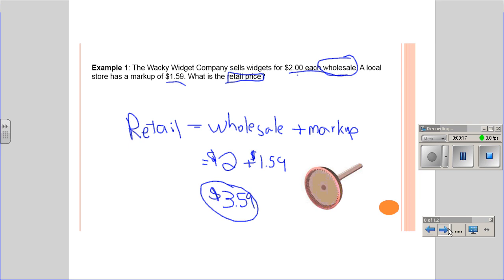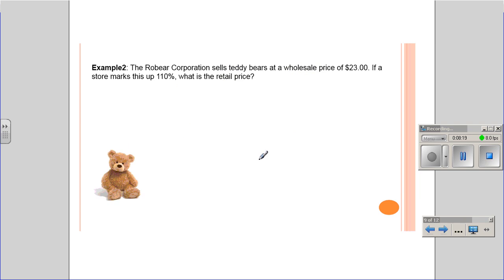Let's try another example here. Well, let's look at example 2. Again, read through this, pause the video, try to get the answer, and then resume and check. So for example 2, we have the wholesale price of $23, and the markup is 110%. Now we're talking percentages, so we're going to have to do either our proportion or our linear percentages. What is the retail price?